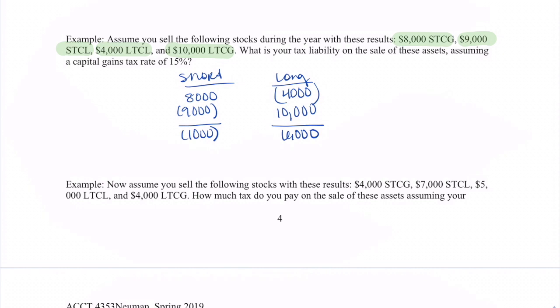We then net those together, and we end up with a $5,000 net long-term capital gain, which we know is going to be taxed at a preferred rate. The problem tells us it's 15%, so the tax on the capital asset disposition that we've read about here is $750.